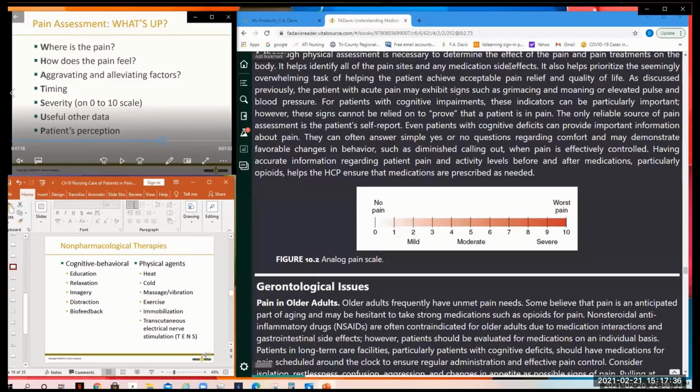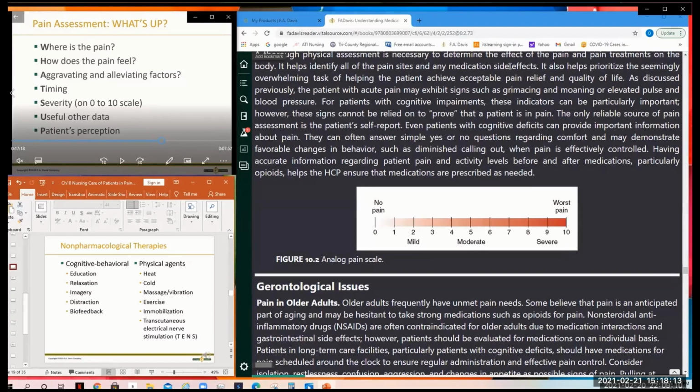As discussed previously, the patient with acute pain may exhibit signs such as grimacing and moaning, or elevated pulse and blood pressure. For patients with cognitive impairments, these indicators can be particularly important. However, these signs cannot be relied upon to prove that a patient is in pain. The only reliable source of pain assessment is the patient's self-report.